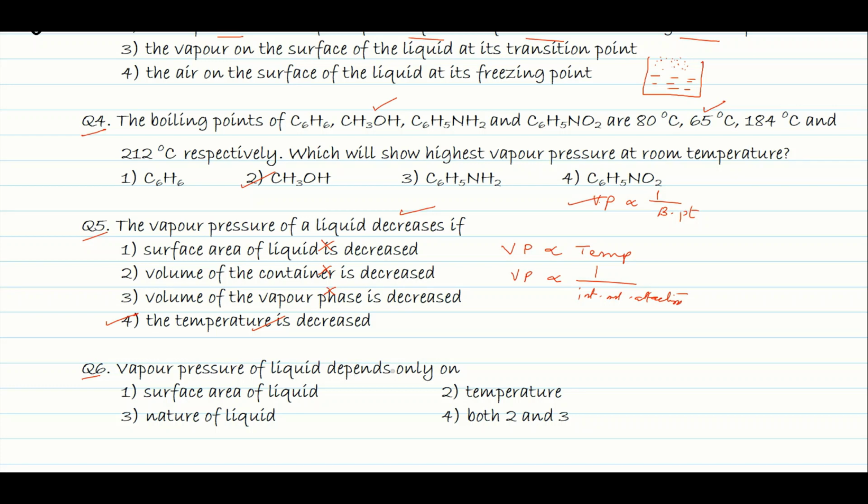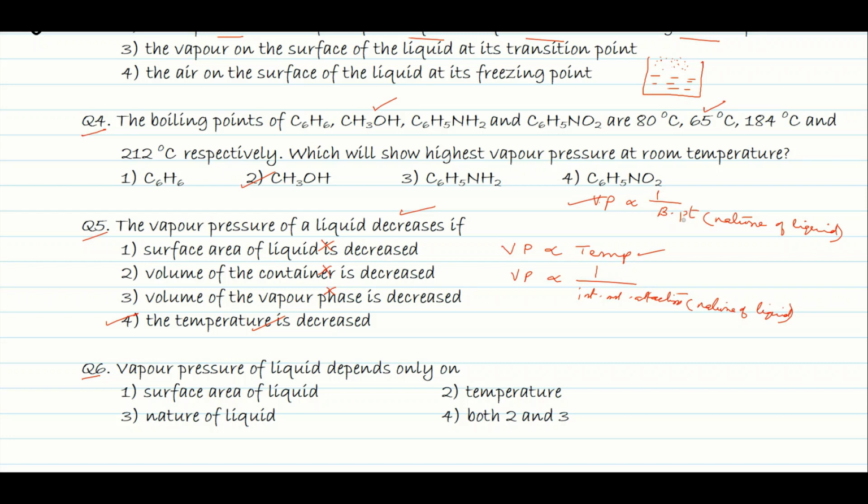Vapor pressure of liquid depends only on. We have already discussed how vapor pressure changes. Vapor pressure is inversely proportional to boiling point. Vapor pressure is directly proportional to temperature. Vapor pressure is inversely proportional to intermolecular force of attraction, or nature of liquid. So we have only three factors on which vapor pressure depends. Boiling point of liquid is also something like nature of liquid.